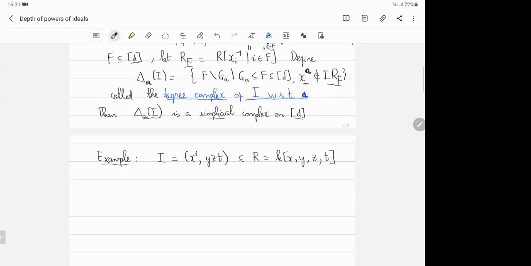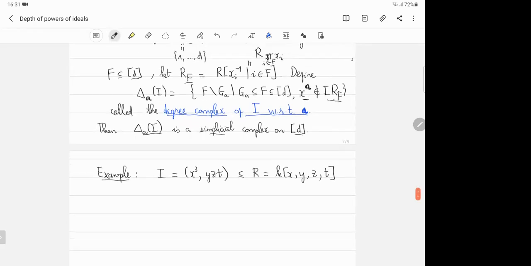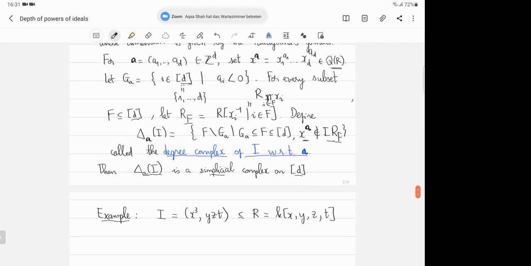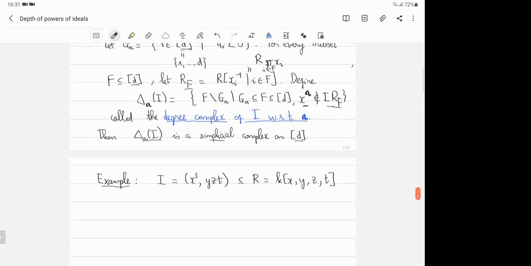But of course, here we should be careful about the notation. We have the notation of x to the power a. So we should remember what it means, right? Take the components of the vector a and then raise the corresponding variable to the correct powers, right? So in the old notation, this x will be the first variable and so on, right?